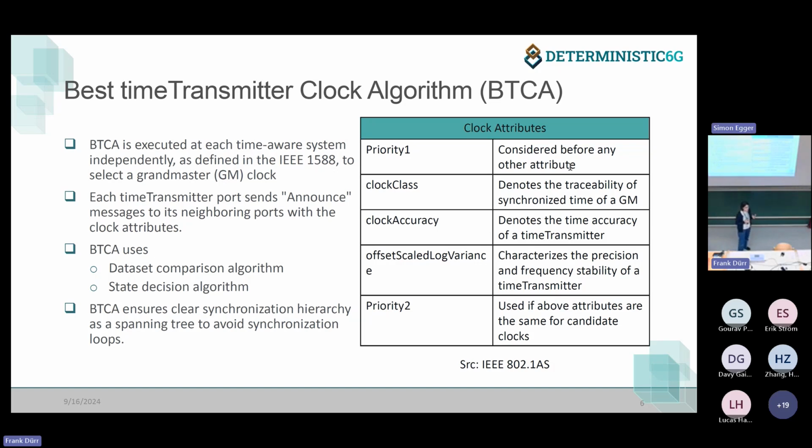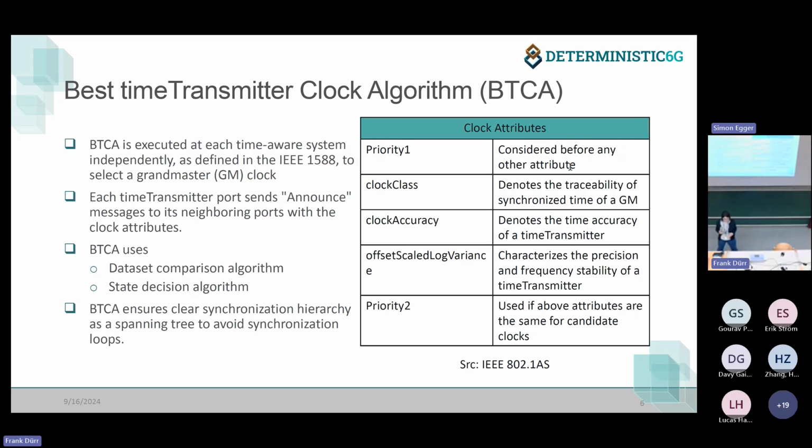BTCA uses 2 distinct algorithms to choose a time reference. The first is the dataset comparison algorithm, which the name explains. It compares different datasets that are received at different ports. And the state decision algorithm, which defines the port states based on the datasets. BTCA ensures a clear synchronization hierarchy in the network by using a spanning tree to avoid any synchronization loops.